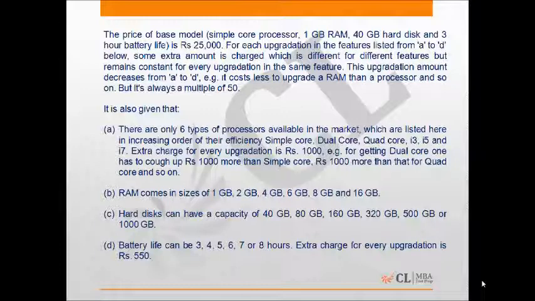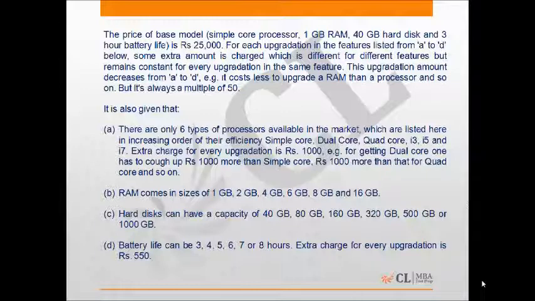And for each upgradation in a feature, an additional cost is incurred such that the cost for every upgradation in the same feature remains constant, but the cost for every feature will vary. Fine. One has to understand this very carefully. For each upgradation in the features listed from A to D below, some extra amount is charged, which is different for different features. That means the cost for upgrading a processor will be different than for upgrading a RAM or upgrading a hard disk or upgrading a battery life, but remains constant for every upgradation in the same feature.